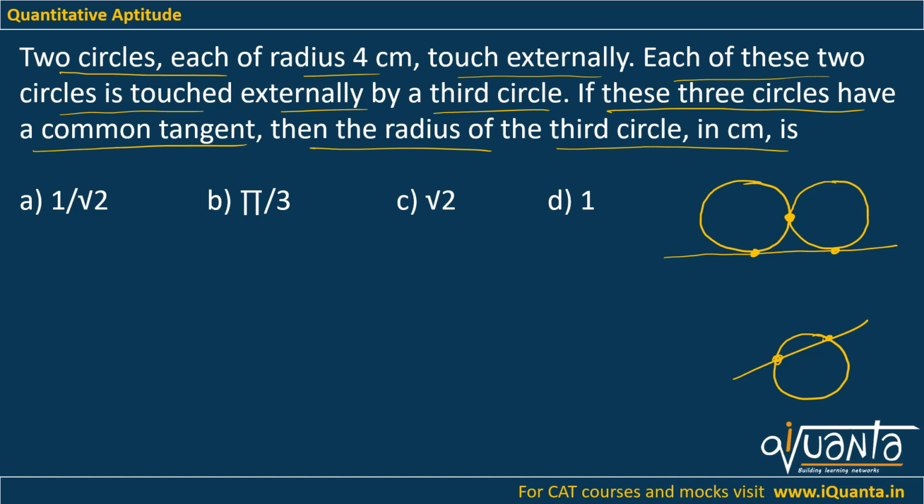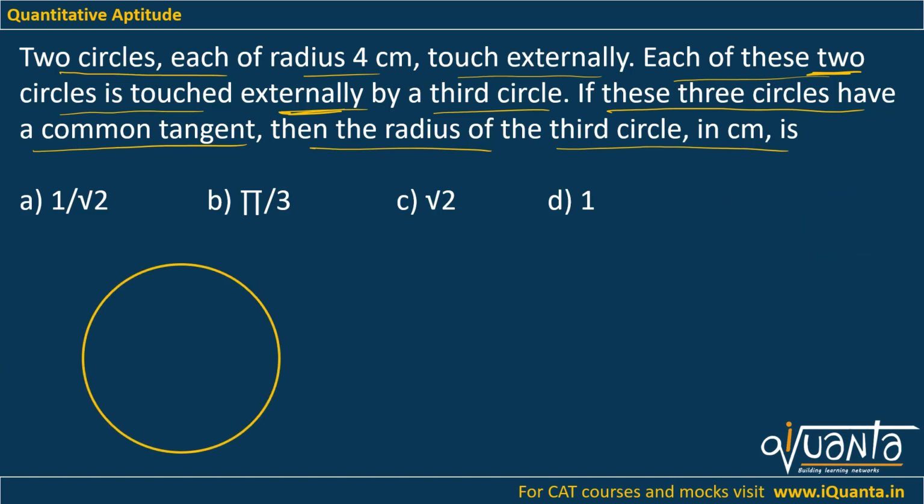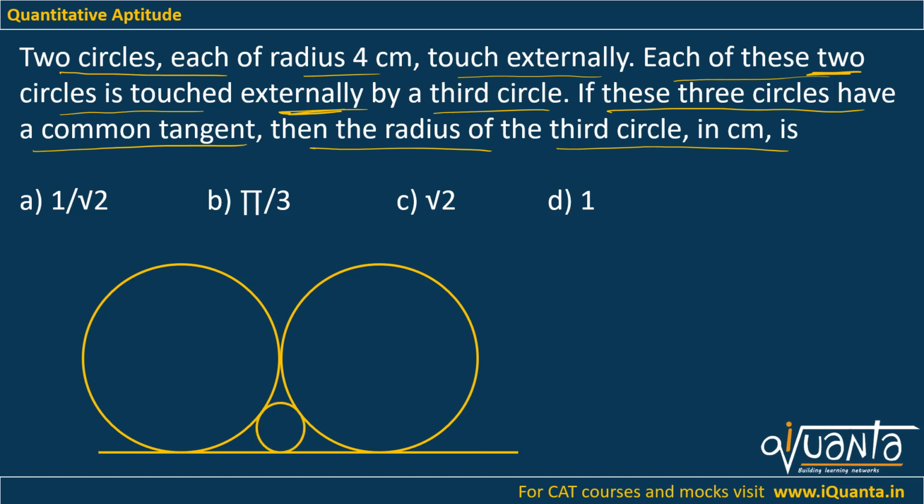I need to have a third circle which is touched externally by these two circles, and this tangent is common to all three circles. So where will we put that circle? It will be over here. It is touching both of them externally, and all three circles have a common tangent. So let us draw a proper figure. We'll have one circle, another circle of the same radius, then a common tangent to these two. I'll have to draw a third circle touching both the circles externally as well as this tangent. So here we'll have that circle. Our diagram is complete. What we need to find is the radius of the third circle.